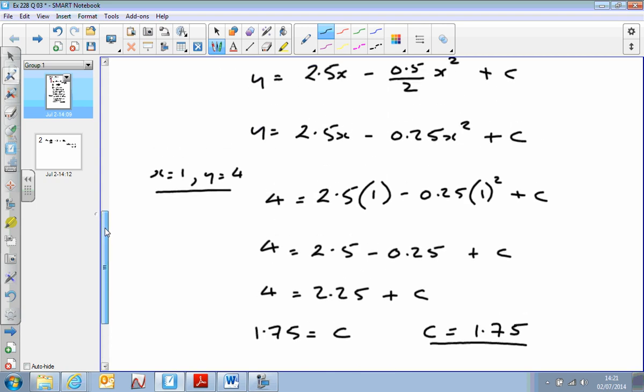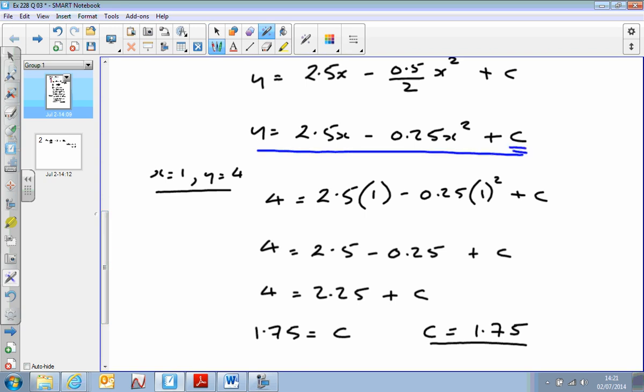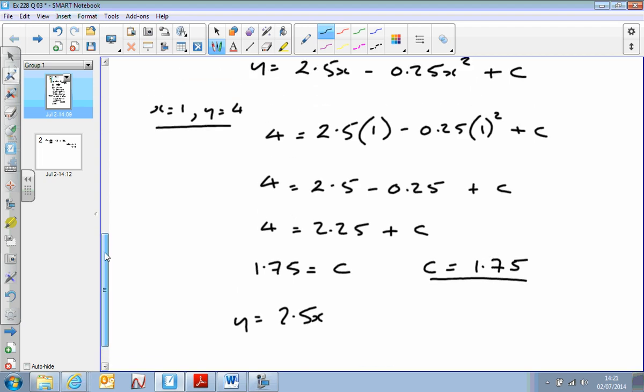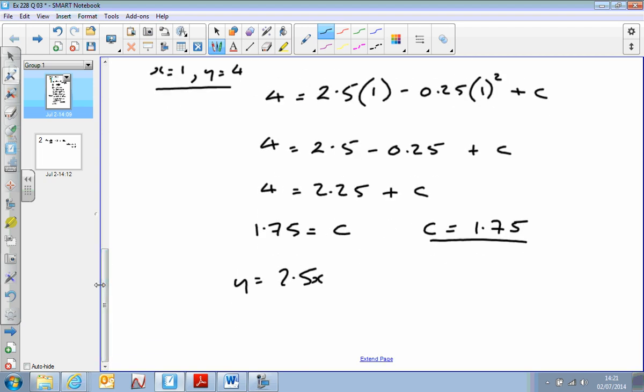And so now I can write the particular solution. I can go back to my general solution, which is this here, and then substitute in my value for c. So finally, y equals 2.5x minus 0.25x squared plus 1.75.